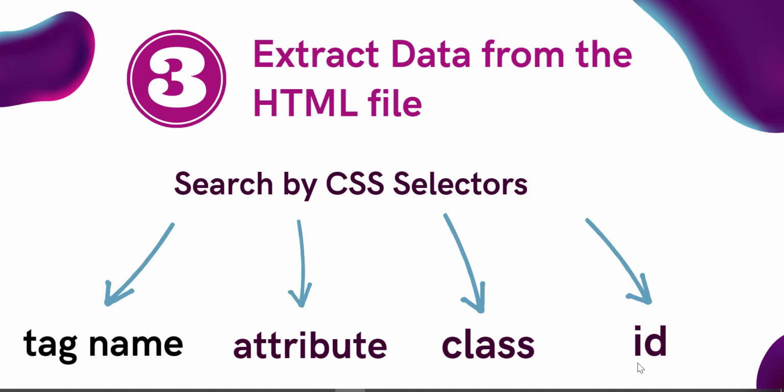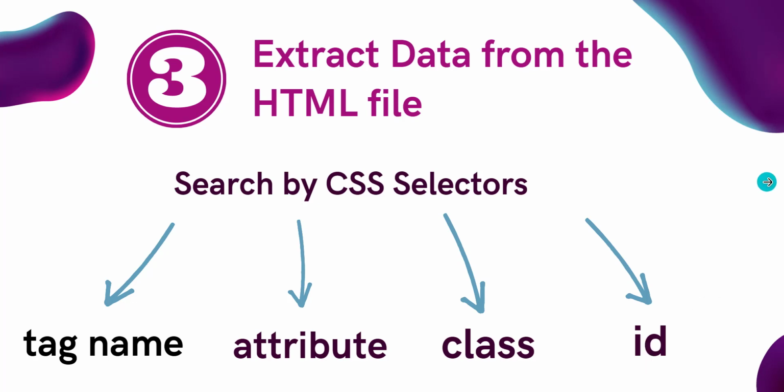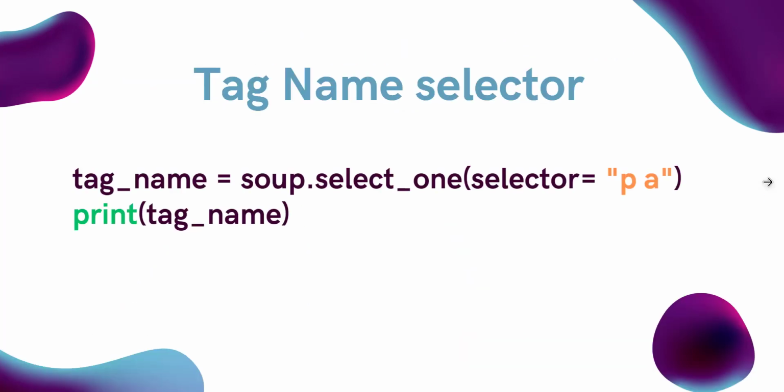Hi, we come now to searching elements with CSS selectors. We'll talk about tag name, searching by tag name, by attribute, by class, and by ID. Let's see them one by one. First of all, it's with tag name selector.